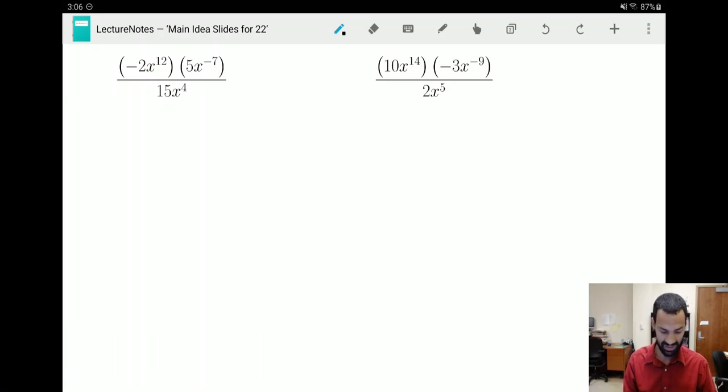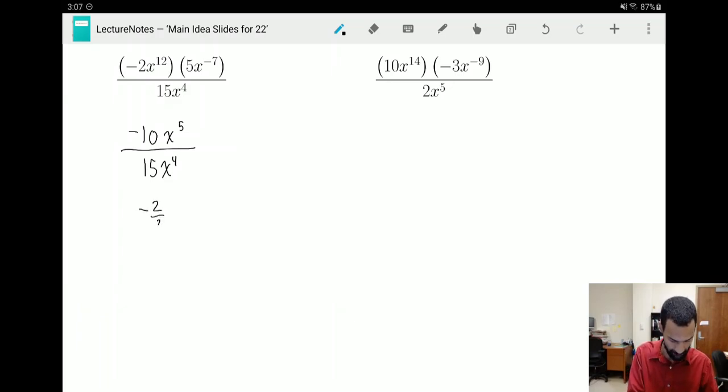Okay, let's do the top first. Negative 2 times 5 is negative 10. X to the 12 plus negative 7, be careful with your signs. 12 plus negative 7, that's 12 minus 7, that's 5. Okay, and then that gives me 15x to the 4th on the bottom. Okay, now let's simplify that. Negative 10 over 15 is negative 2/3. And then subtract my exponents. 5 minus 4 is 1, so x to the 1st power. No negative exponents appeared there.